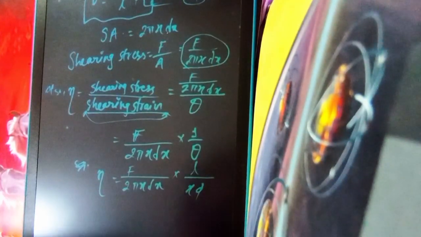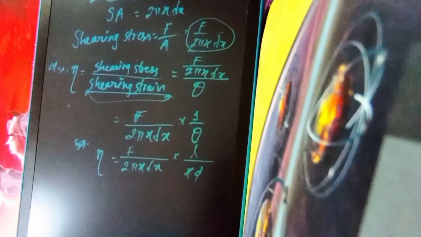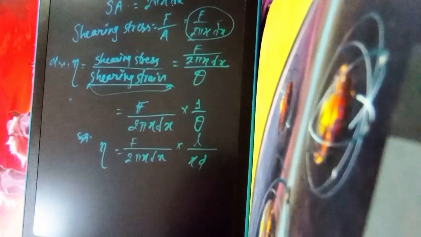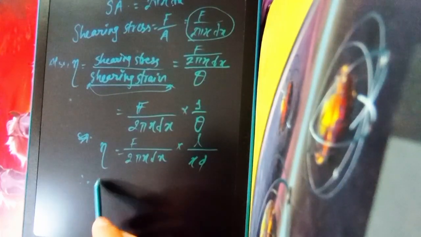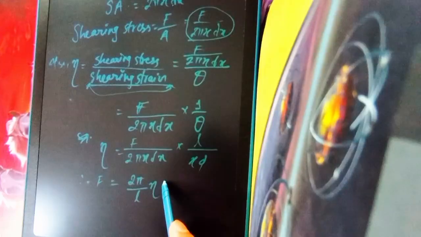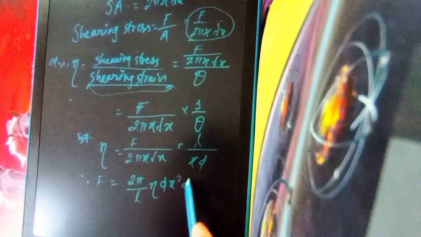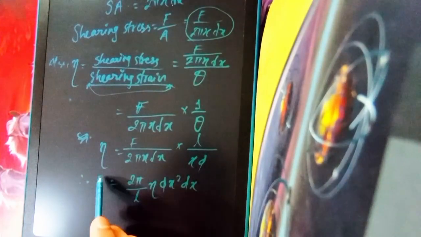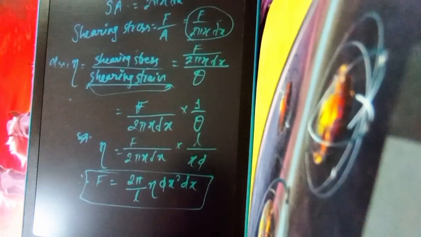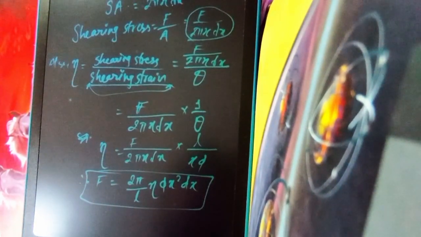I hope you can see these things. So from here we can say F is equal to 2 pi eta phi by L into x square dx. So this is another equation, and now we will find the moment. The moment of the force will be force into distance, and the distance is x.